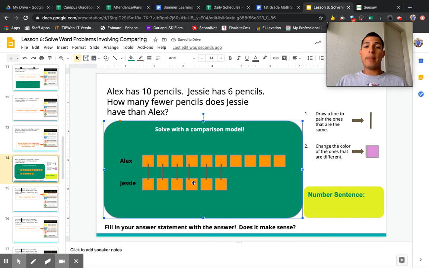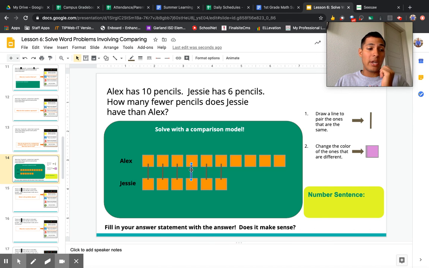So we paired up all of our cubes that are the same. These are technically pencils, our manipulatives. These are all Alex's pencils. These are all Jesse's pencils. And we paired up as many as we could, right? Jesse doesn't have any more to pair. Alex does, but Jesse doesn't have any more. So we paired all the ones that we could have already.